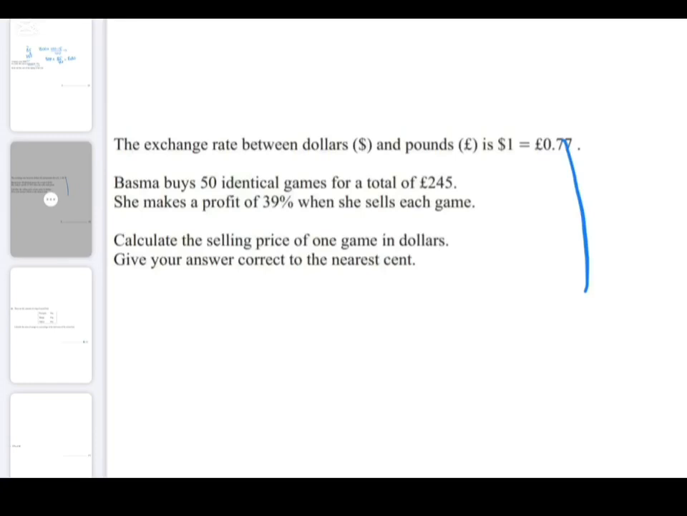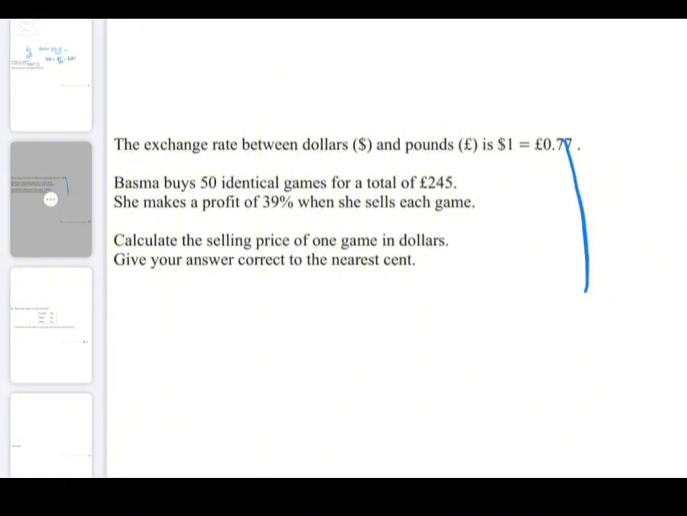Basma buys 50 identical games for a total of 245 pounds. She makes a profit of 39% when she sells each game. Calculate the selling price of one game in dollars. Give your answer correct to the nearest cent.